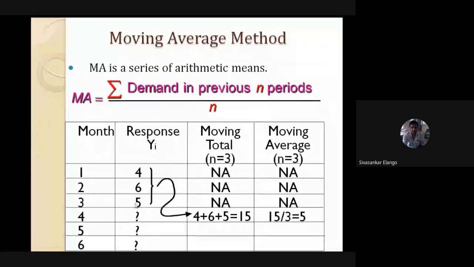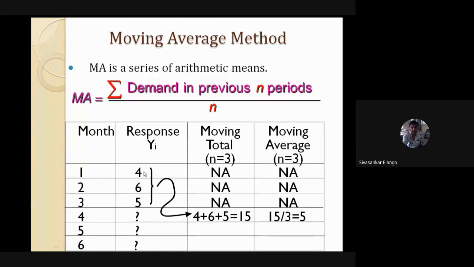So for moving averages, the formula is going to be the summation of demand in the previous n periods divided by n. We can have moving averages for 3 months or 5 months or 7 months, right? Whatever data you want, you can make moving averages. You just need to find the average of the past 3 months' sales and predict it for the next month, or find the average of the past 5 months' sales and predict it for the next month, and so on.